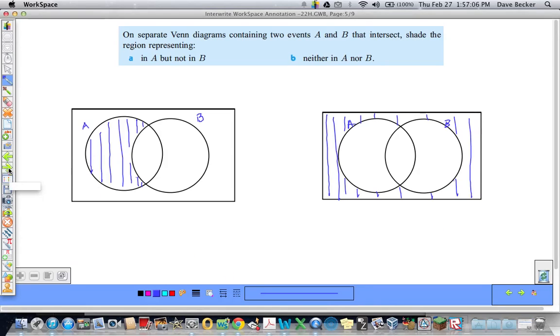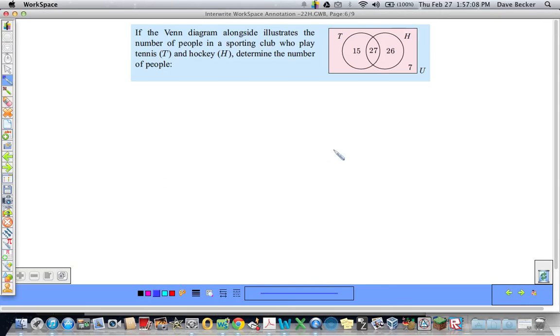Easy stuff, but you want to make sure you have the easy stuff completely and totally figured out. Okay, I'm going to go ahead and stop. We'll come back for part 2 in just a minute.